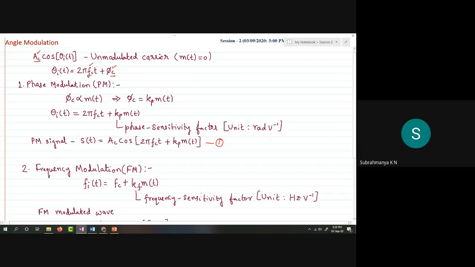Now if you take the modulation, you have to vary one of these three parameters with respect to the information bearing signal. Since we have already studied amplitude modulation, we are not going to vary the carrier amplitude. We are going to vary the frequency and the phase of the carrier with respect to m of t. First thing is phase modulation, where we will vary the phase of the carrier with respect to the message signal, and hence the phase modulated signal is the modulated wave which is varying with respect to the message signal, or the information bearing signal. Hope that is clear.